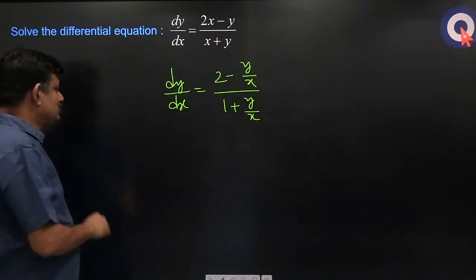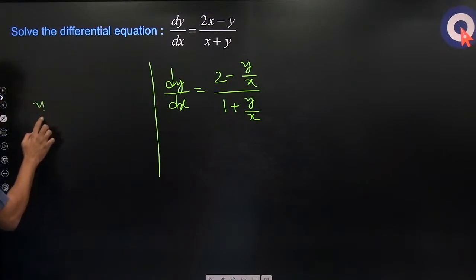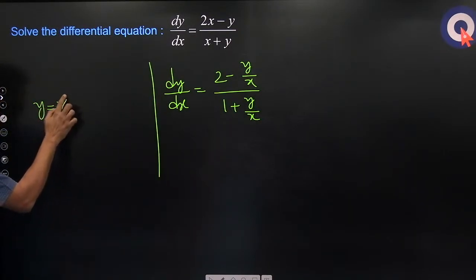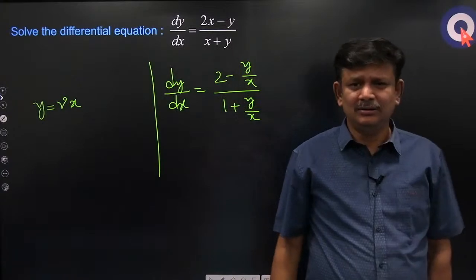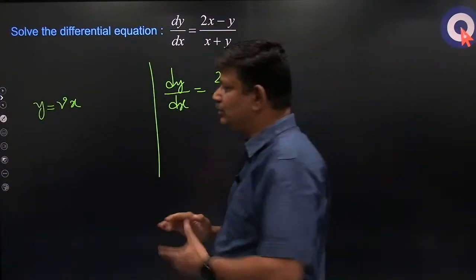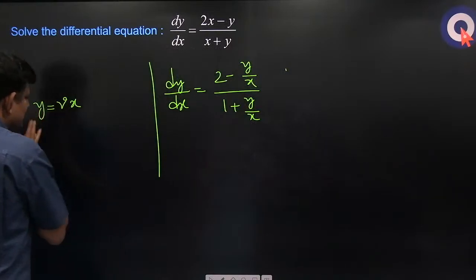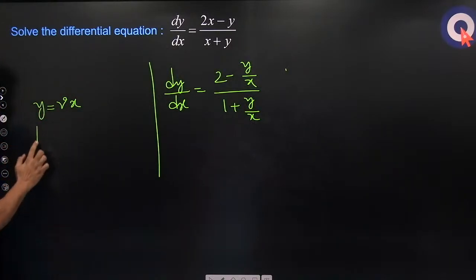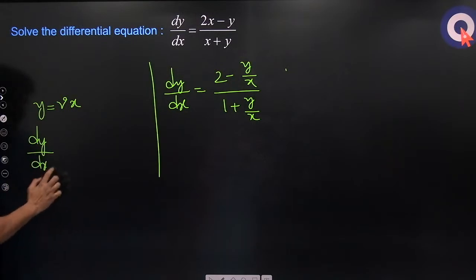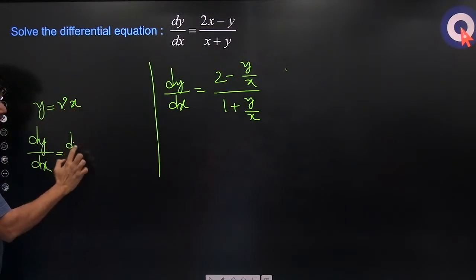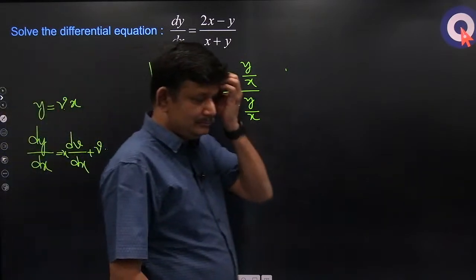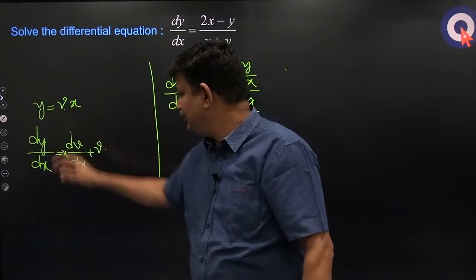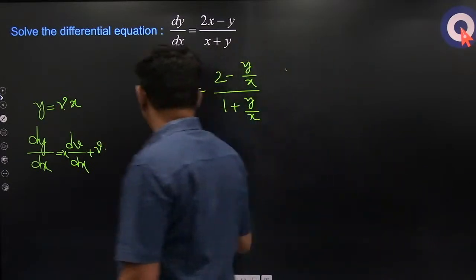ठीक है. In all these questions what you do is call y by x is equal to some t or v. So y will be equal to vx. Call I'm going for a substitution y by x is equal to t or v. ठीक है, कोई फर्क नहीं पड़ता, कुछ भी नाम ले लो, नाम में क्या रखा है. Now differentiate both sides. dy by dx is equal to, यहाँ पे uv रूल लग जाएगा, dv by dx into x plus v into 1. So dy by dx what will it be? x dv by dx plus v. अब substitute कर दो यहाँ पे.